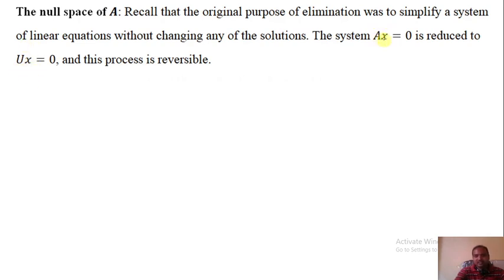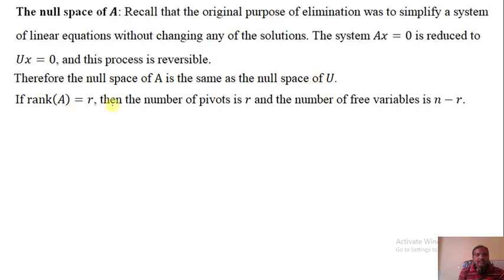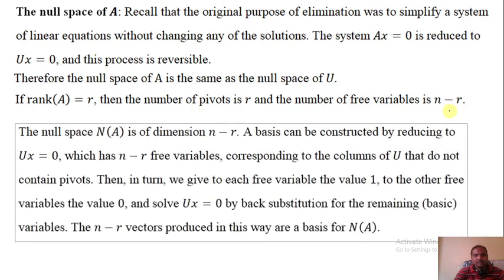Already we discussed last time, the solution is not changed whenever using elementary operations. Therefore, the null space of A is the same as the null space of U. If the rank of A is r, then the number of pivots is r, and the number of free variables is n minus r. The null space N(A) is of dimension n minus r, because the null space is a subspace of R^n.